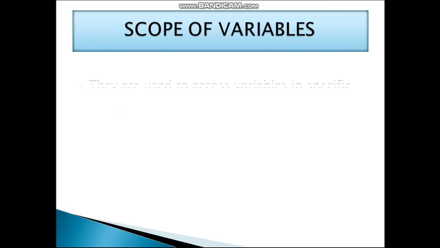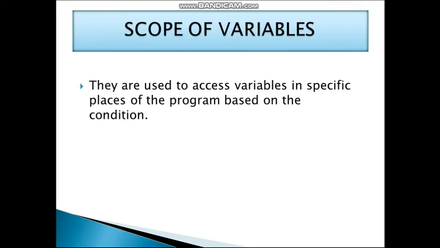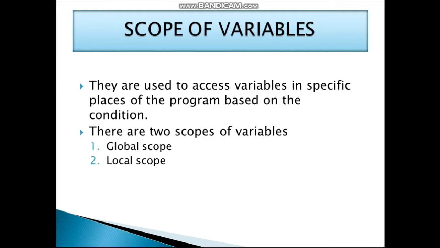So let's talk about scope of variables. Scope of variables are used to access variables in specific places of our program based on the condition. There are two scopes of variables, namely the global scope and the local scope. So let me quickly jump to the code editor and explain to you the difference between the global and local scope.